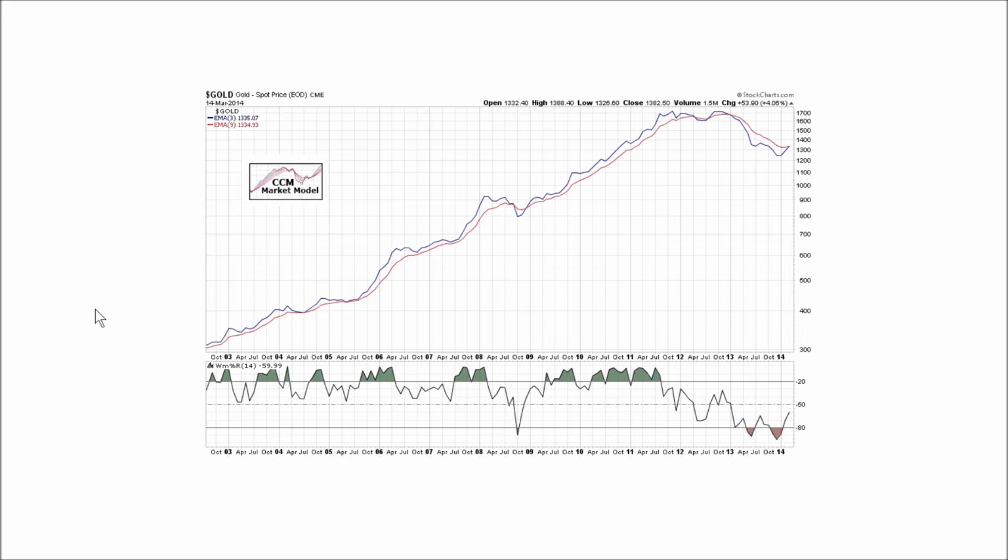Newer CCM clients have a position in GDX or gold mining stocks that did very well last week. We're looking at adding gold to a broader base of portfolios. This is one of the charts that we're watching.